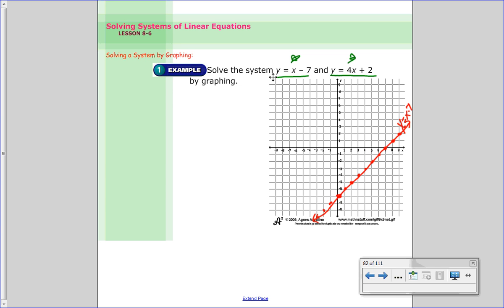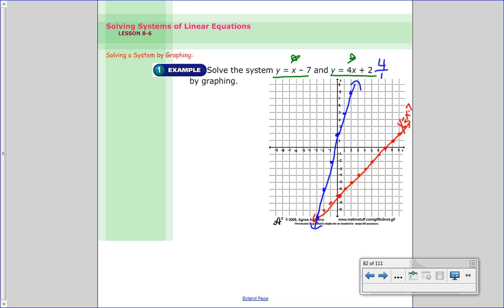Next, we have this one, y equals 4 times x plus 2. Well, the y-intercept is 2. My slope is 4 over 1. So I go up 4 over 1. Up 4 over 1. Oh, I'm off the graph, so I'm going up now. 1, 2, 3, 4 over 1. All right, and then I go ahead and just connect those dots.